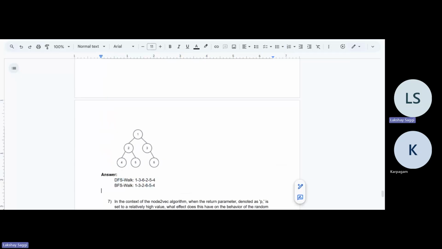So I just want to point out that BFS and DFS walks are not unique. There can be multiple DFS and BFS walks. So for example, here also, there can be multiple walks.